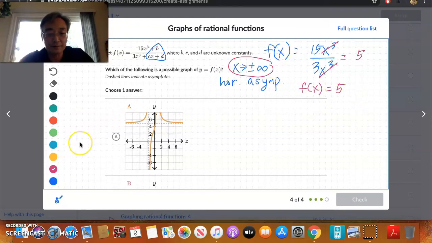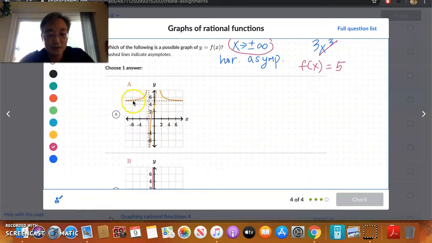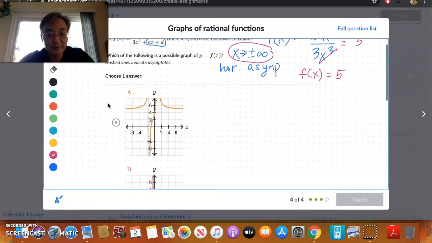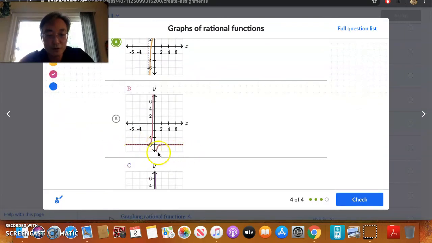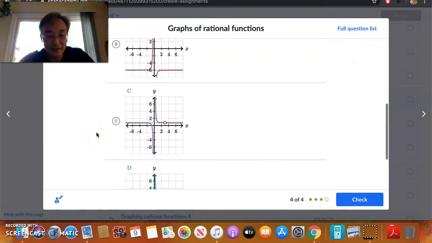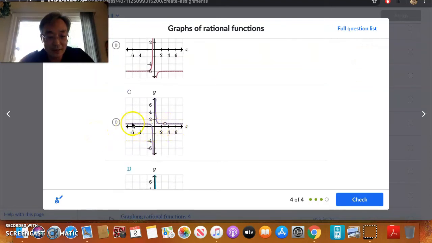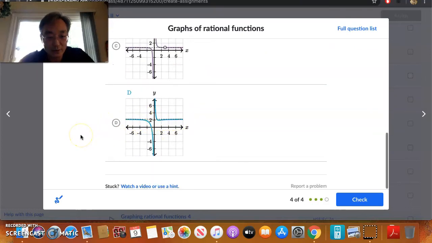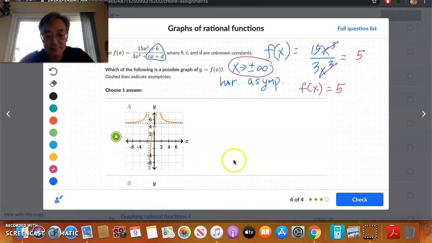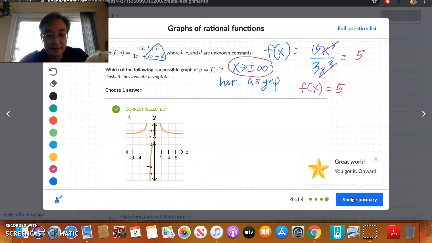So let's go through that. This one definitely has a horizontal asymptote at 5, so A is in the running. We'll put a little check there. This is definitely wrong because the horizontal asymptote is at negative 6. This one looks like the horizontal asymptote is at 1, and this one looks like it's at 2. So I think we have our winner right here. Okay, and there it is.